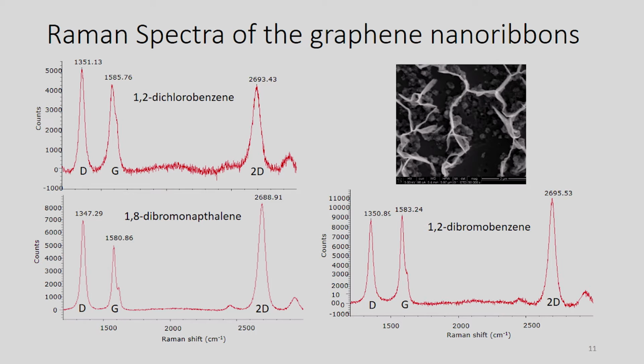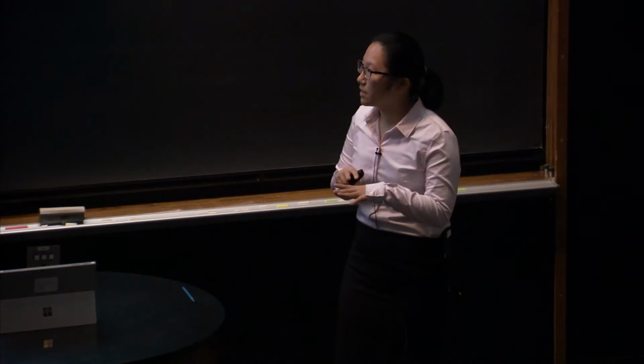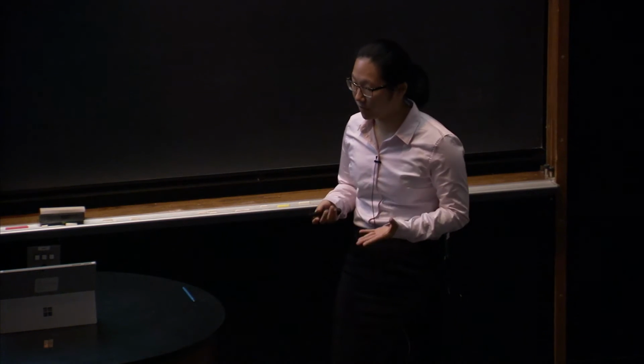This is due to graphene nanoribbons having three very important peaks: the D peak, which is located at 1350 centimeters inverse, the G peak, which is located at 1585 centimeters inverse, and the 2D peak, which is located at 2700 centimeters inverse. Each of these peaks represents a different characteristic of the graphene nanoribbons.